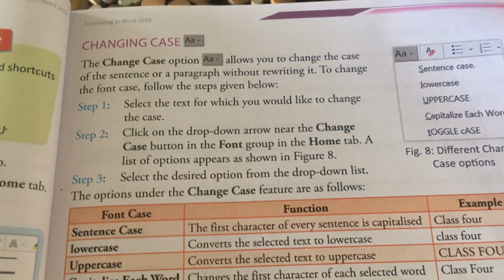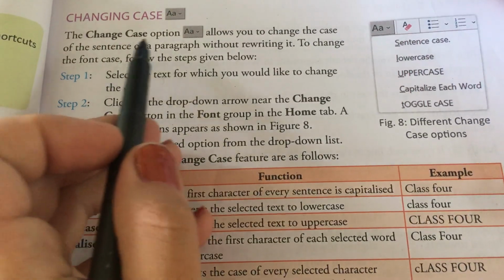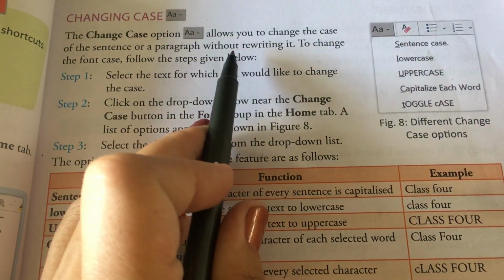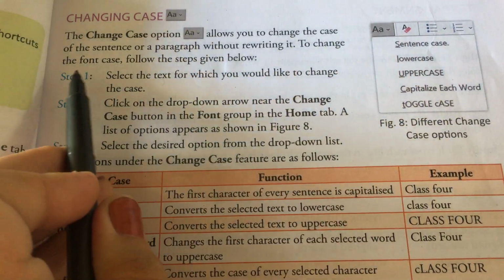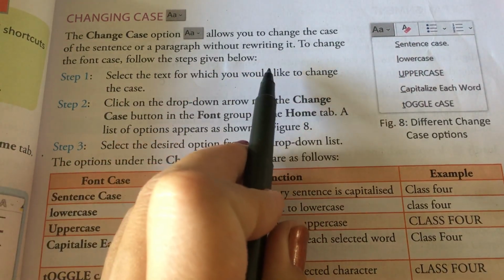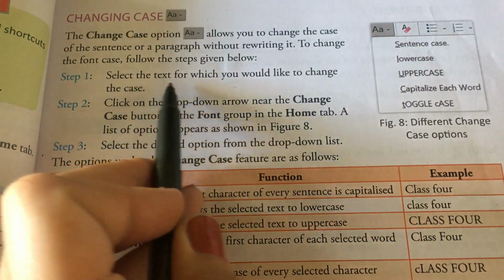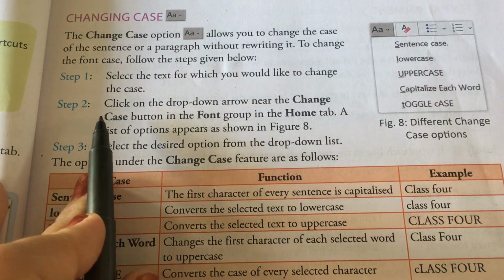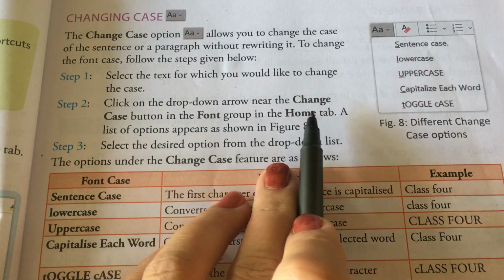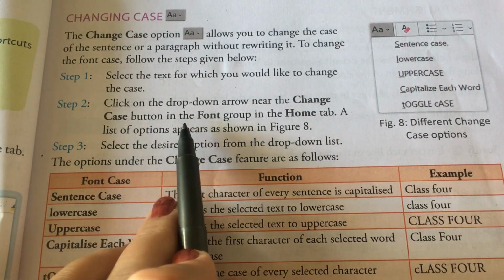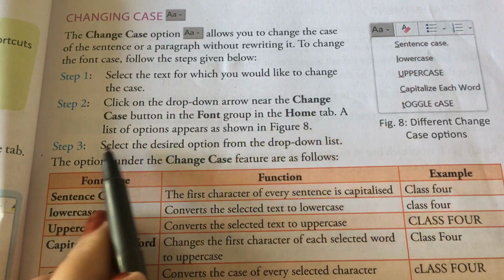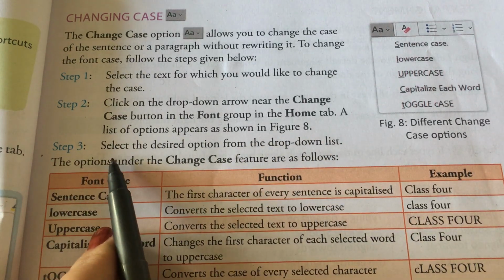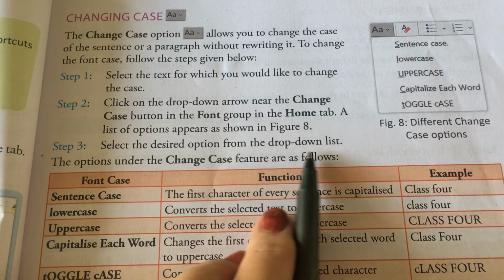Changing case. The change case option allows you to change the case of the sentence or a paragraph without rewriting it. To change the font case, follow the steps given below. 1. Select the text of which you would like to change the case. 2. Click on the drop-down arrow near the Change Case button in the Font group in the Home tab. A list of options appears as shown in Figure 8. And 3. Select the desired option from the drop-down list.